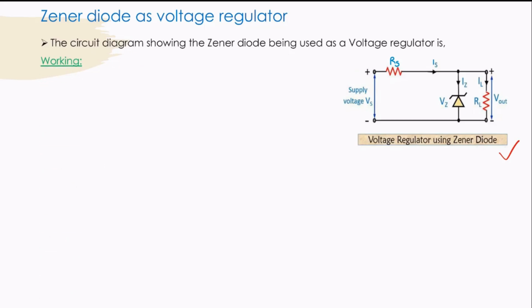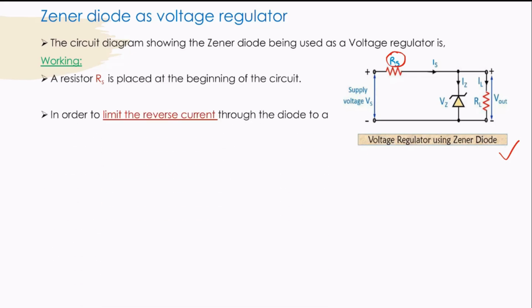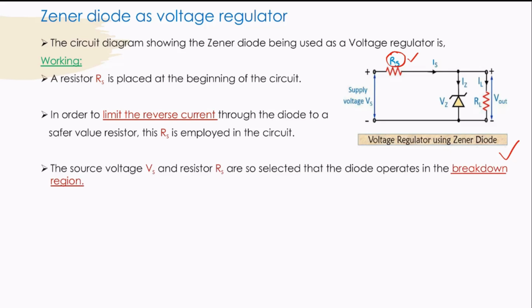Now let us see the working principle of the voltage regulator. A resistor Rs is placed at the beginning of the circuit in order to limit the reverse current through the diode to a safer value. The source voltage Vs and the resistor Rs are so selected that the diode operates in the breakdown region. This is the supply voltage Vs and this is the resistor Rs, and these two are selected for the diode to operate in the breakdown region.